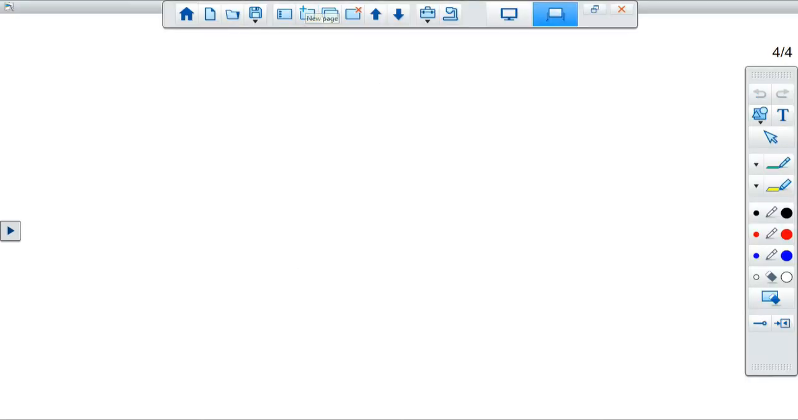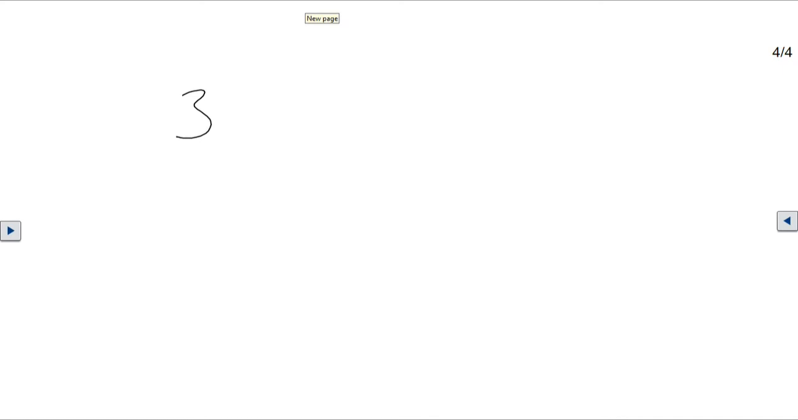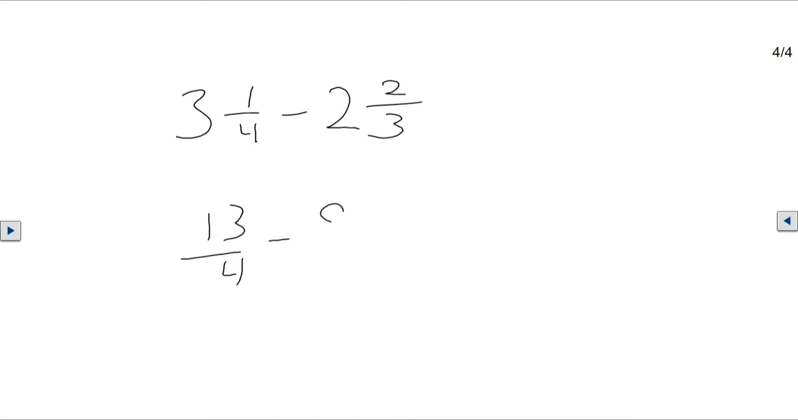Now subtraction. Okay, kind of similar thing. Say I want to do 3 1/4 minus 2 2/3. Okay, so again, first technique, just like with addition, I could change it to improper. I could make that 13/4 minus 8/3.